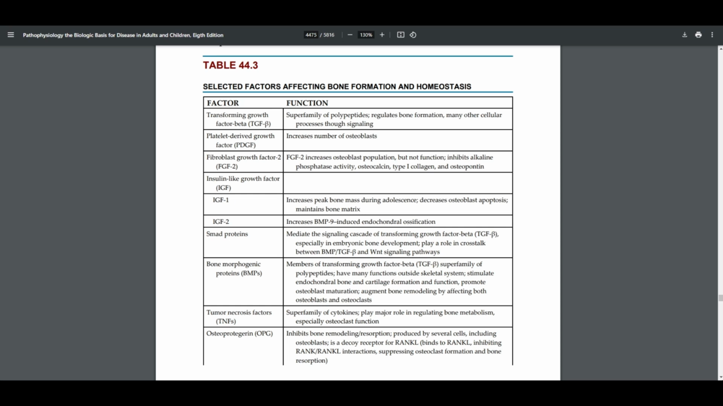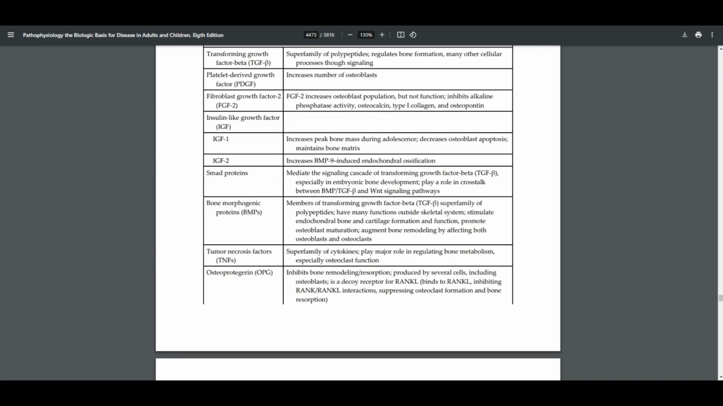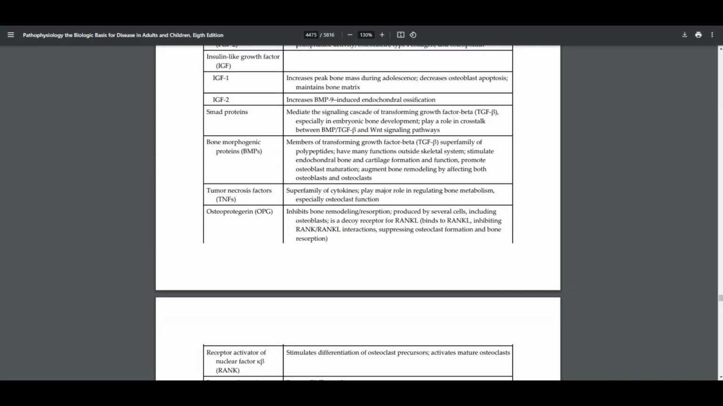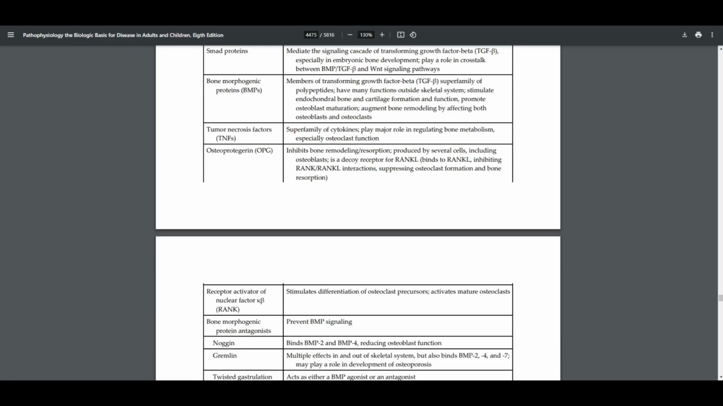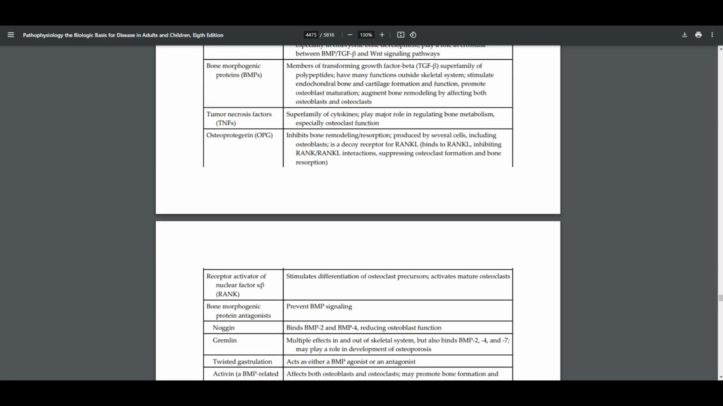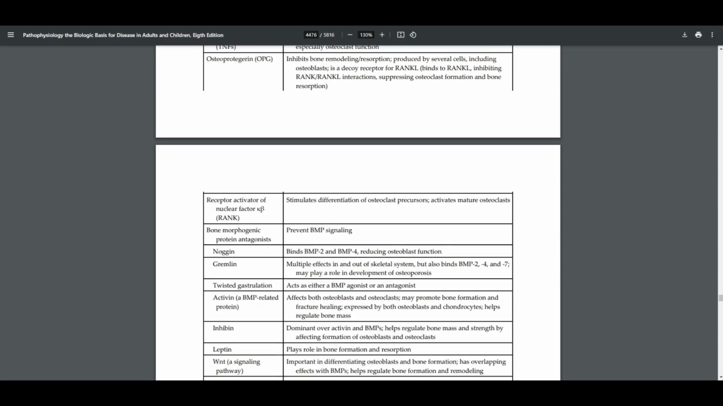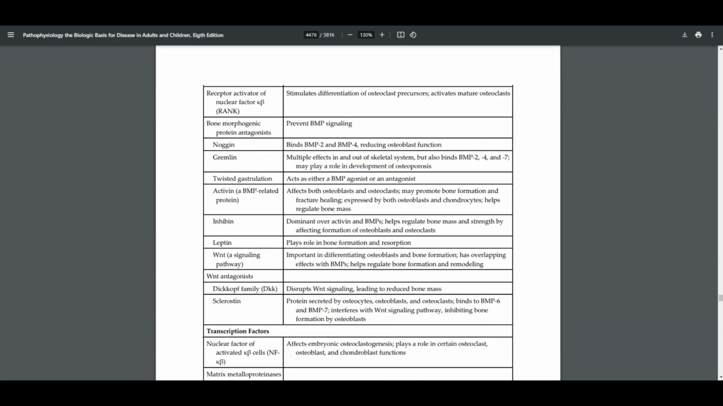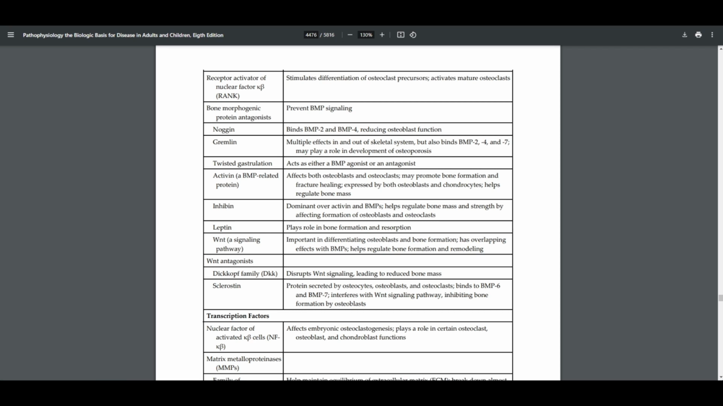That's your transforming growth factor beta, your platelet-derived growth factor, your fibroblast growth factor 2, insulin-like growth factor IGF-1, IGF-2, SMAD proteins, bone morphogenic proteins, tumor necrosis factor, osteoprotegerin, and the list keeps going. So again, hit pause maybe here.